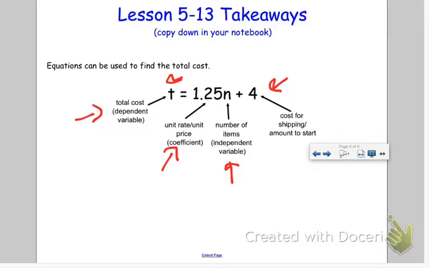If you remember the equation that we set up for the vats of Superhero Soup, the extra amount that was added at the end was something that was already in the vat to start. It was already starting at 4 liters in the vat or 3 liters in the vat. So that's the cost for shipping in this case, or maybe just the amount to start.